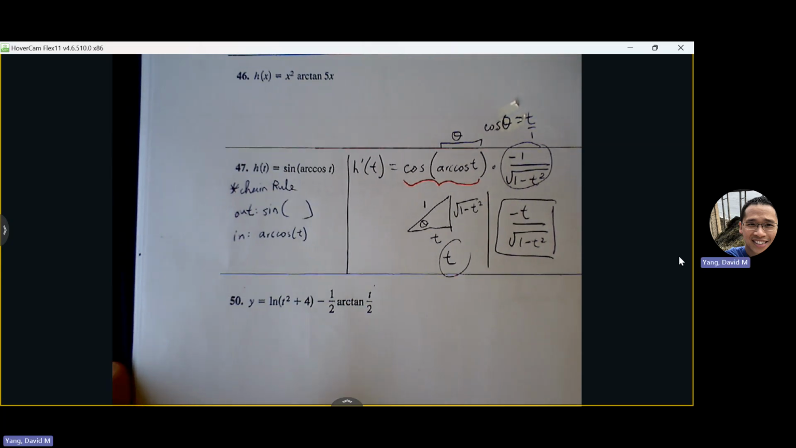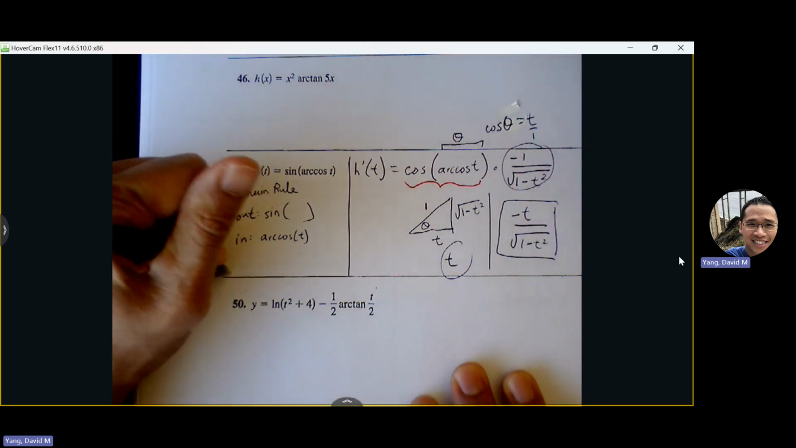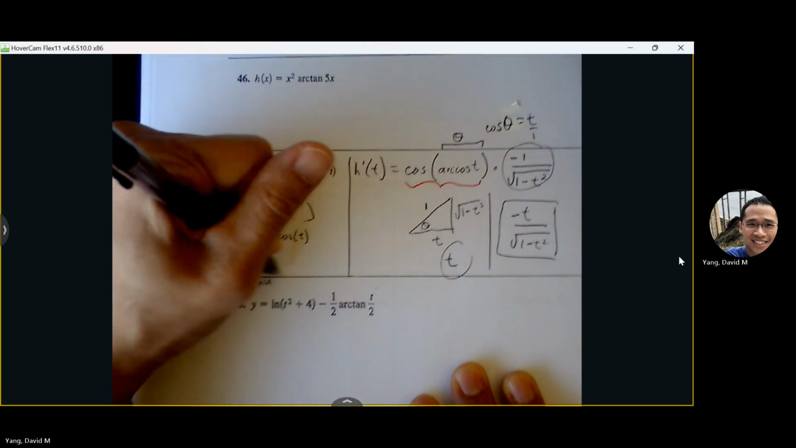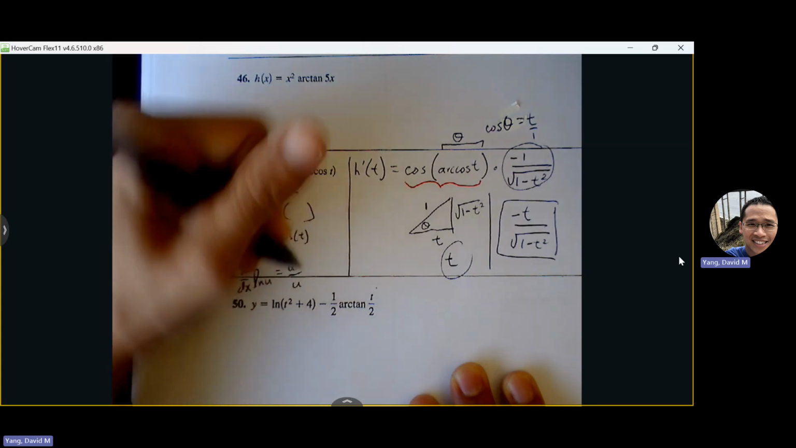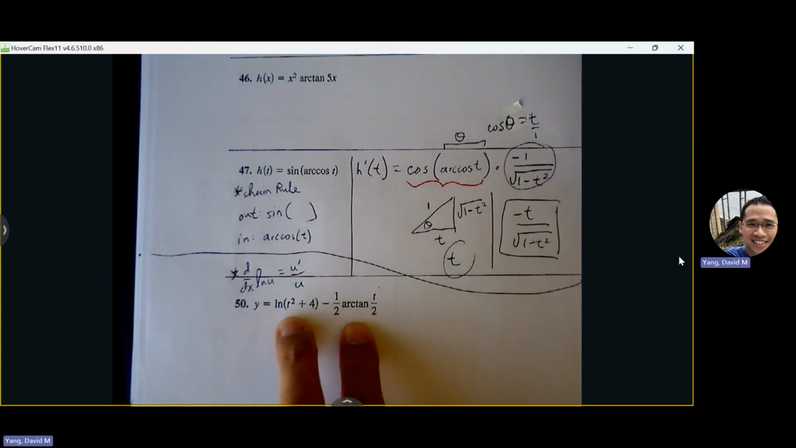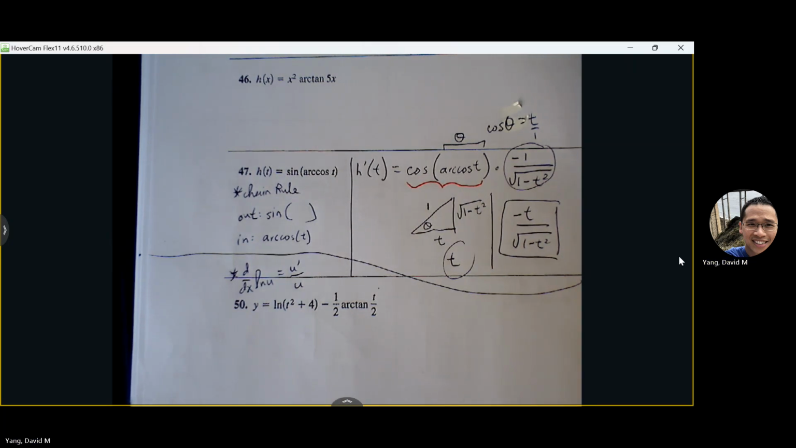Number 50, we have two separate rules here. You've got the arctangent rule. You also have natural log of u. So as a reminder, natural log of u's derivative is u prime over u. Okay, so we have two separate rules, and then we can merge those two separate derivatives at the end. Or not merge them, just put them next to each other. Okay, try that.